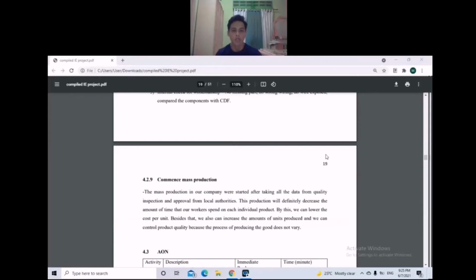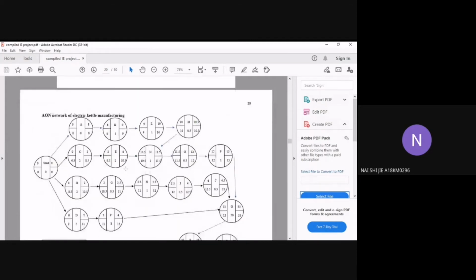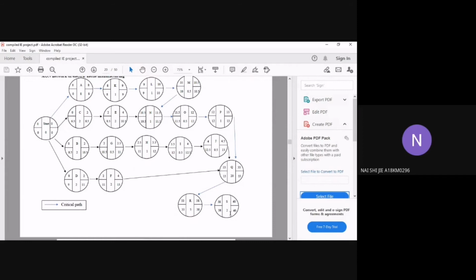Common mass production will lower the time our workers spend on each individual product. Next, we are doing the AON analysis to determine the critical path. We assume the time required for each activity in the process to manufacture the electric kettle. After that, we construct the AON network, and through the analysis, we can determine the critical path, connecting activities A, K, L, M, N, O, P, Q, R, and S.